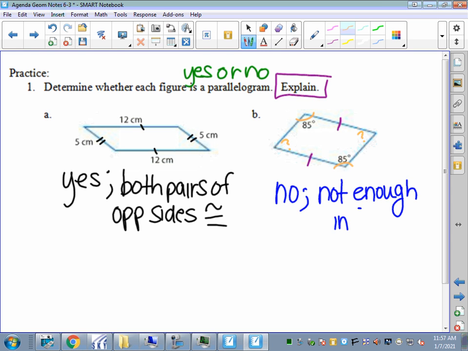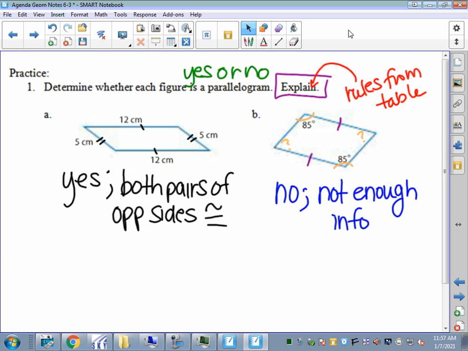I either need to know the other pair of angles are congruent or I need to know something else about the sides. I can't mix and match. So remember, this explanation is going to be one of the rules from the table that we just filled out. And if there isn't enough, it just doesn't fit any of the rules, you're going to say there's just not enough information. We cannot tell for sure.